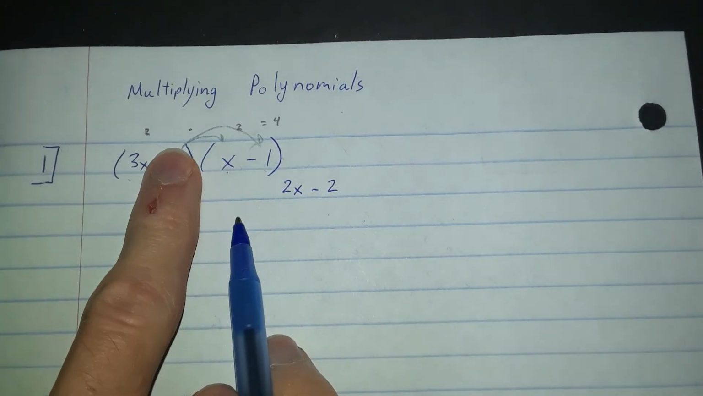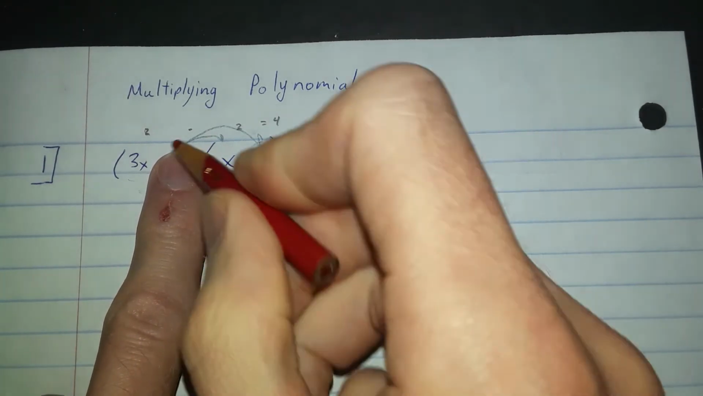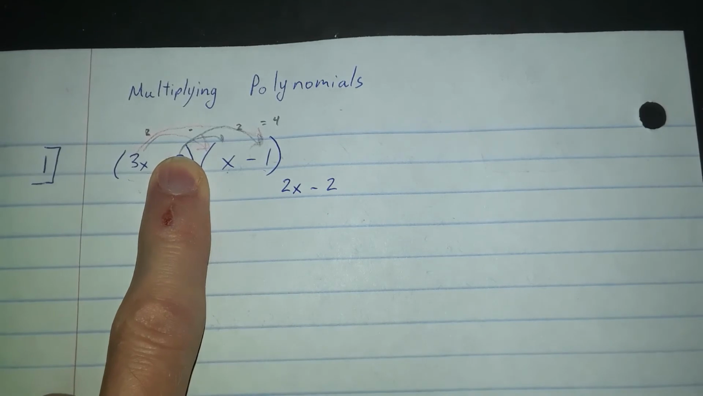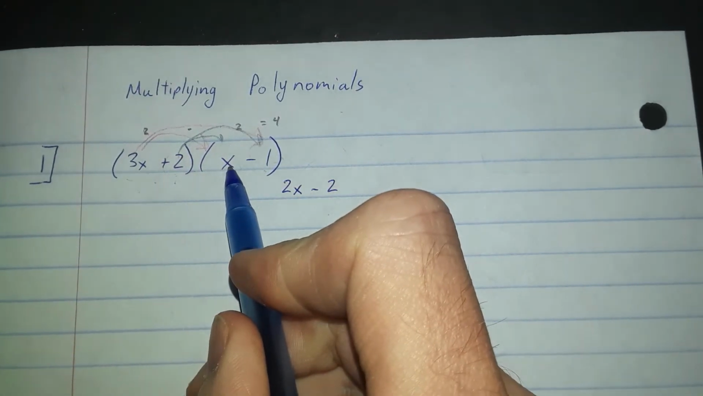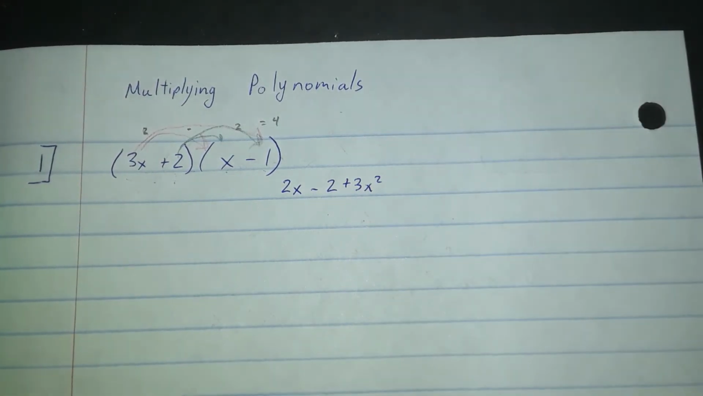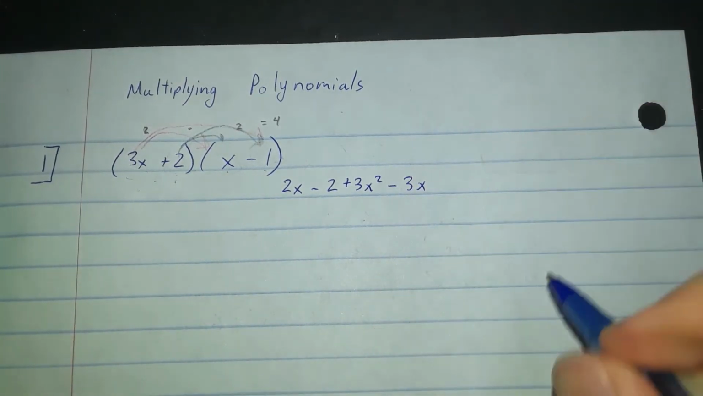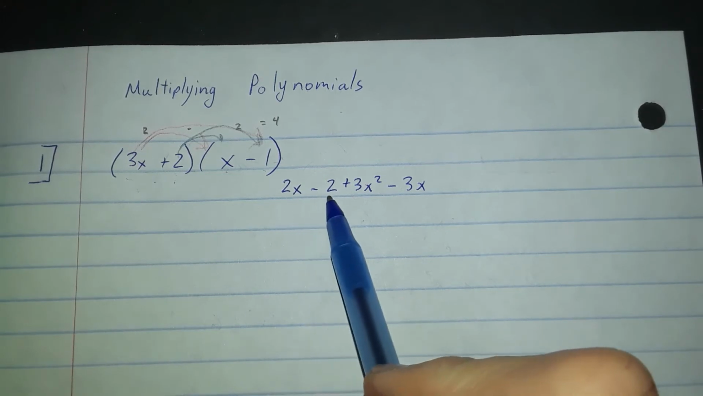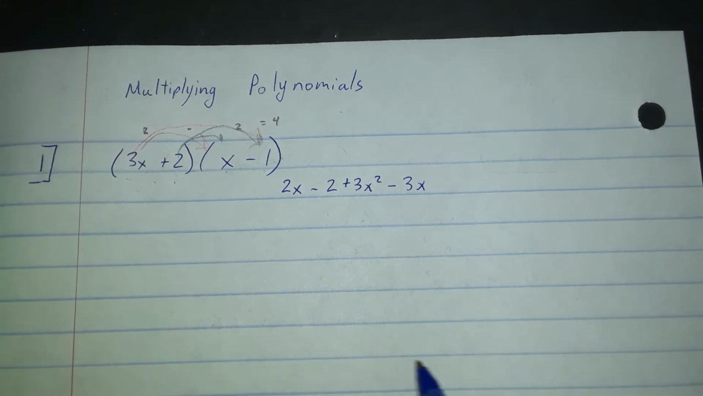Now I'm going to ignore this first 2, and I'm going to look at distributing this term over these. So I'm multiplying 3x times the x and 3x times the -1. So 3x times x is going to be 3x squared, and I'm just adding that on to what I already have. And 3x times -1 is going to be -3x. So now that I've multiplied, I have 1, 2, 3, 4 monomials. That was my estimate, so I haven't missed anything.